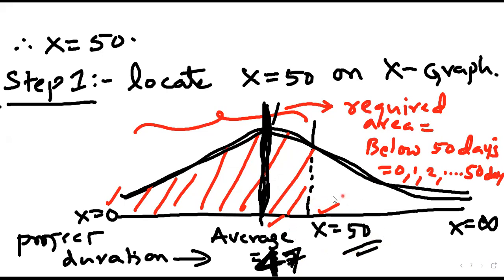But x is equal to 50. Now, keeping this as the average, we want to determine the probability that the project completes on or before the 50th day. In that case, this graph will not be equally divided. The value which equally divides this graph is the average. The average is 47, the project completion duration, and x is equal to 50 is what we are supposed to determine. Have I answered this? Yes, sir.